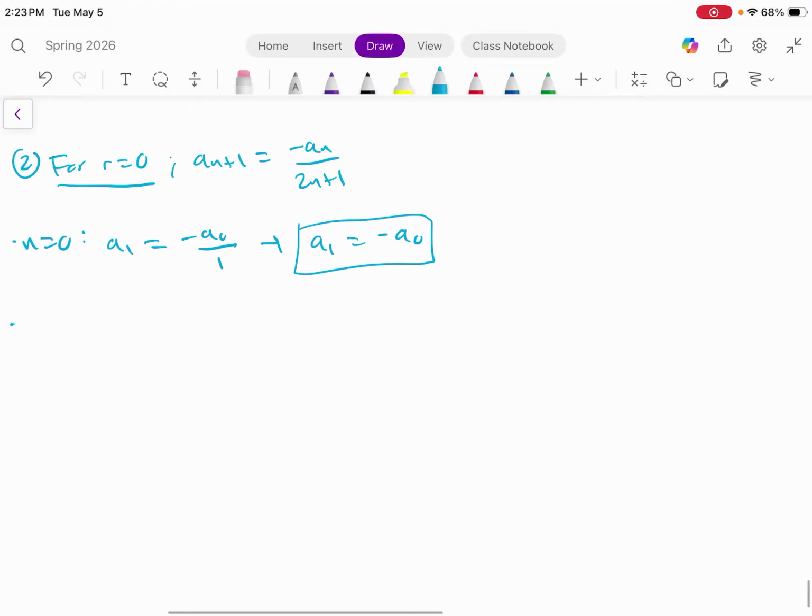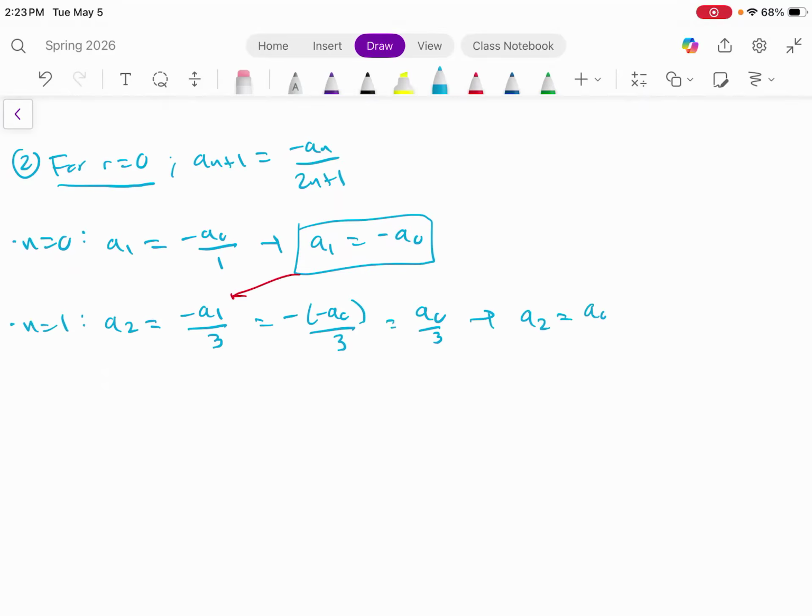So that means n equals 1. I'm going to get a2. That'll be negative a1 over 3. Plug in a1. I get negative a naught over 3, which is positive a naught over 3. So that means a2 is a naught over 3.